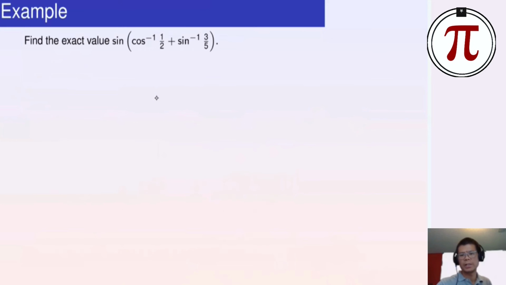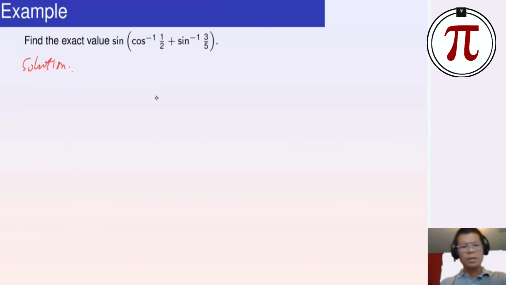All right, so Salim. Find the exact value of sine of cosine inverse 1/2 plus inverse sine 3/5. Okay, very good. Now let's consider this one. Solution, right? So now it's using inverse cosine and inverse sine, right?